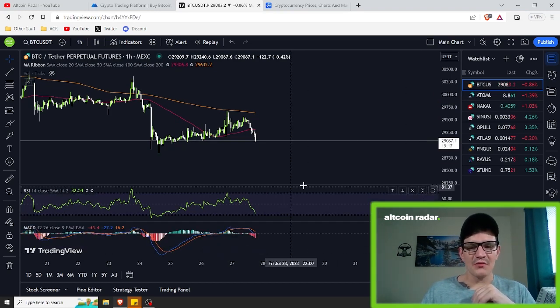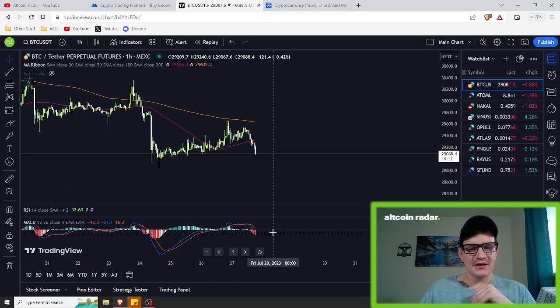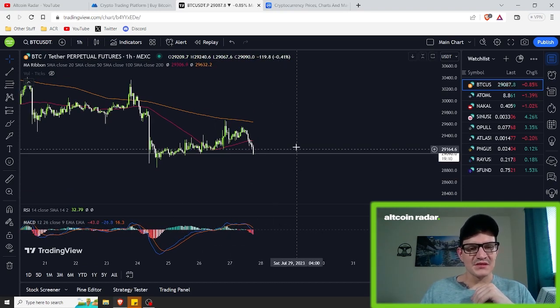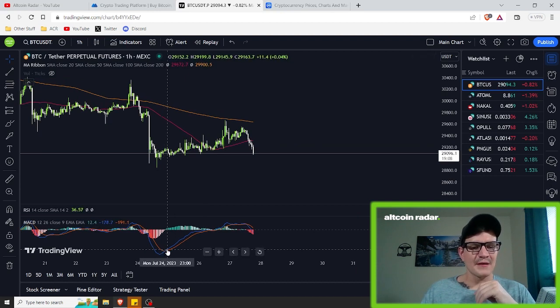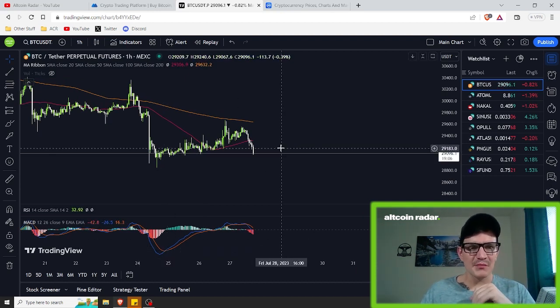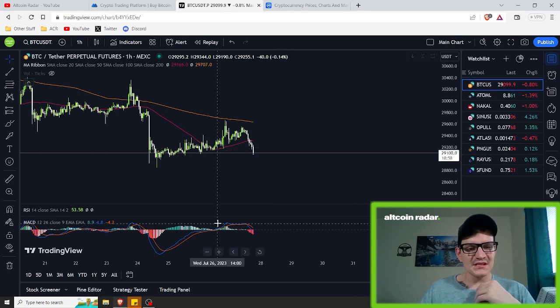So the next one I want to show you real quick is going to be the MACD, all right? And this is another one that's pretty simple to use as well. There are all kinds of different ways that people use the MACD, but the way that I like to use it, and the way that a lot of people I personally know use it, is these lines right here.